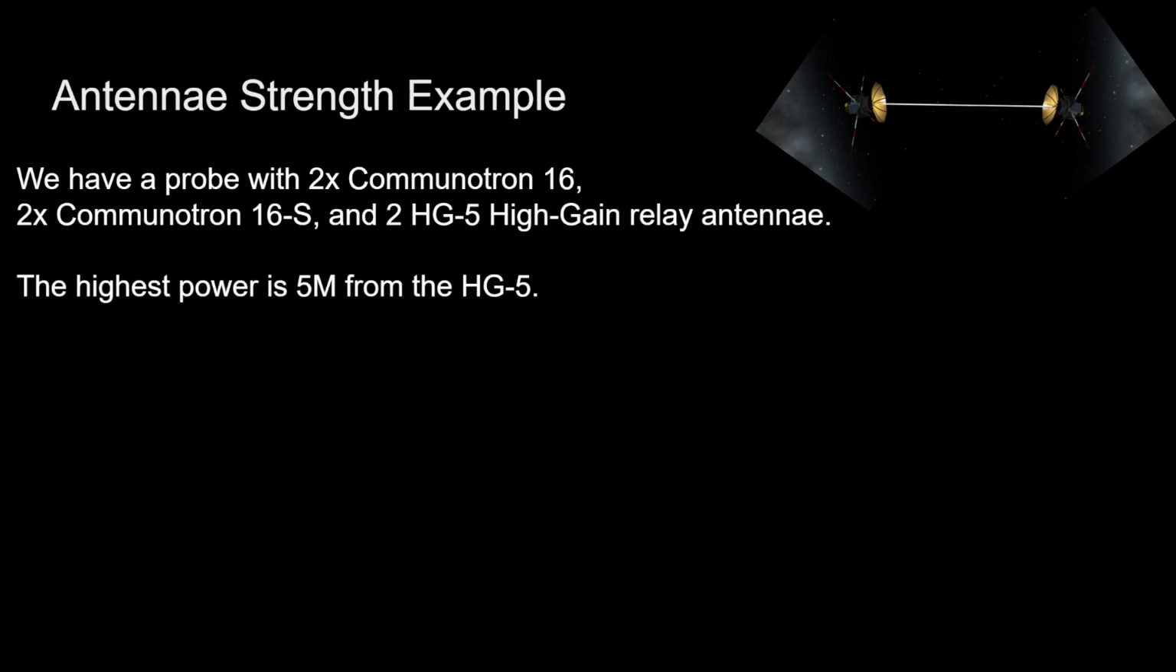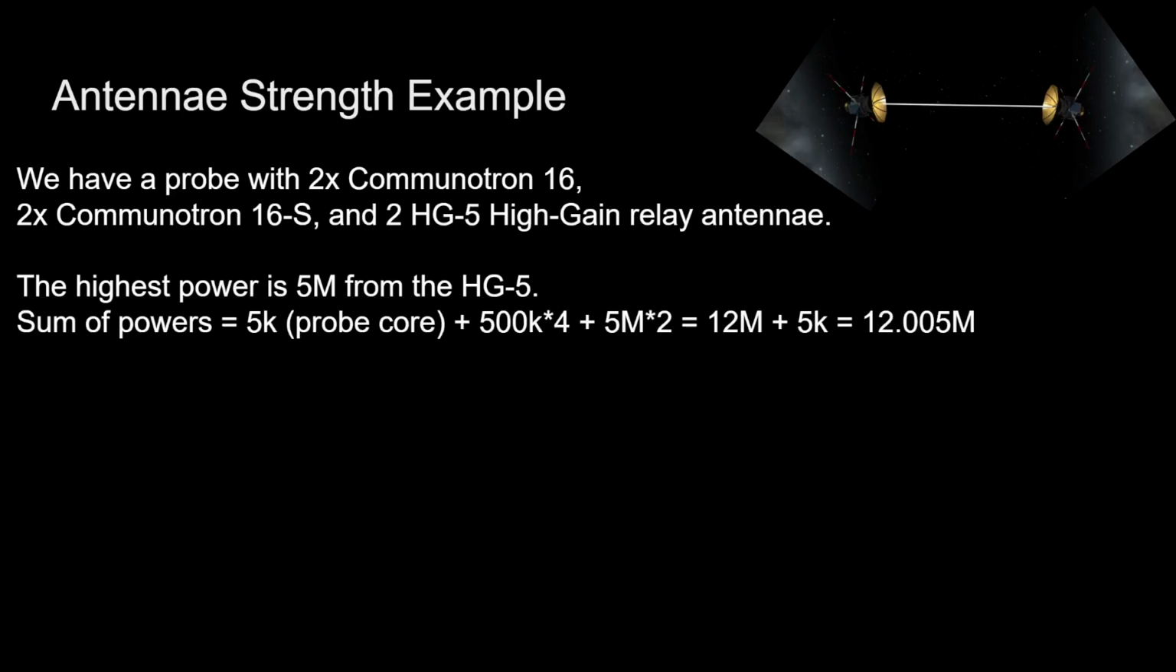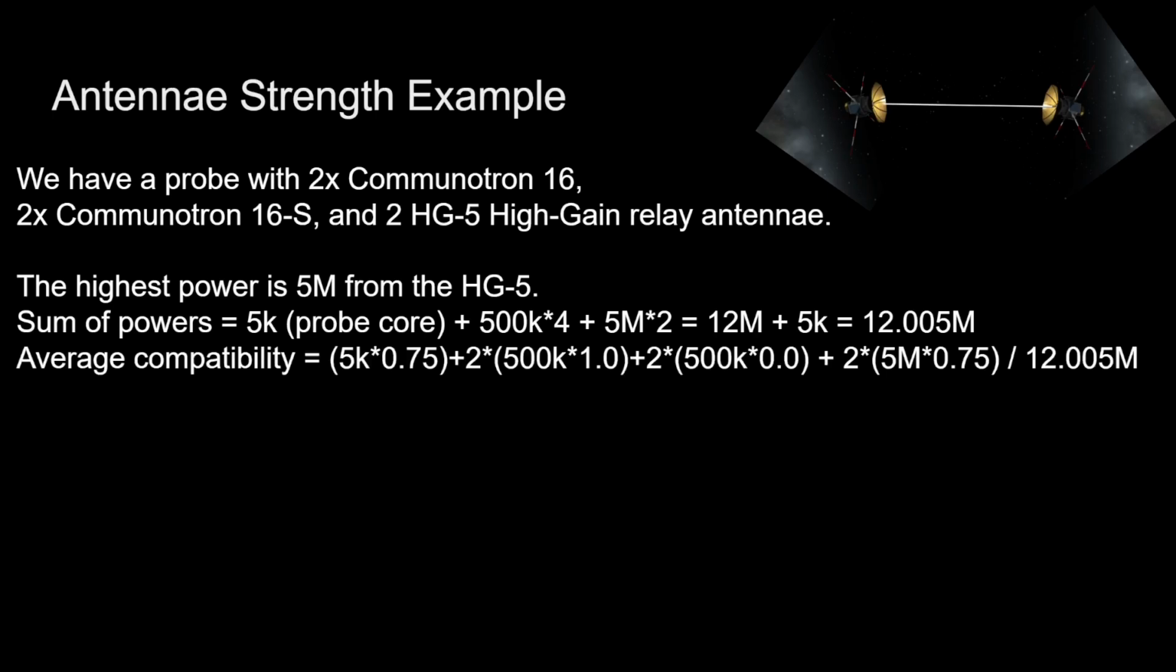So, if we aren't using the satellite as relay though, and we want to talk back to the KSC, well, the highest power is 5M from those high gain antennas. If we take all the antenna strengths, you get 5K from the probe core, plus 500K times 4 for all of the Communitron 16s, then 5M from the relay antennas. That all adds up to 12.005 M.